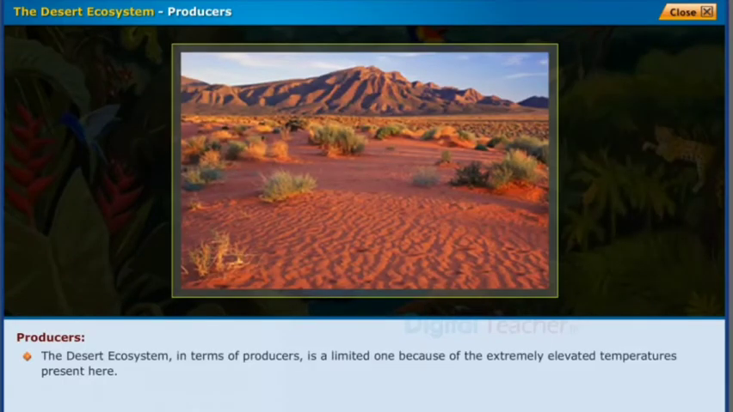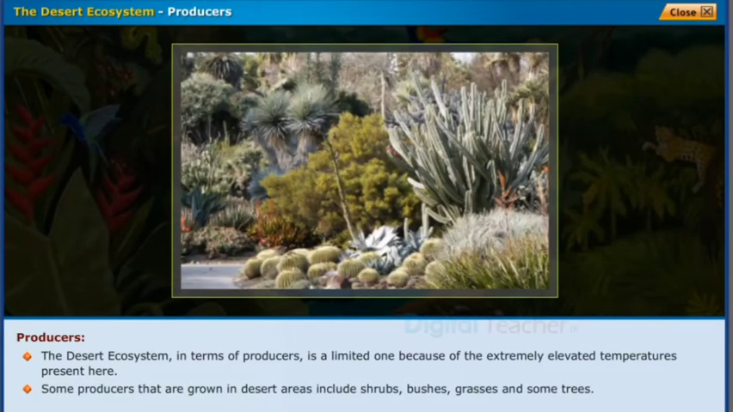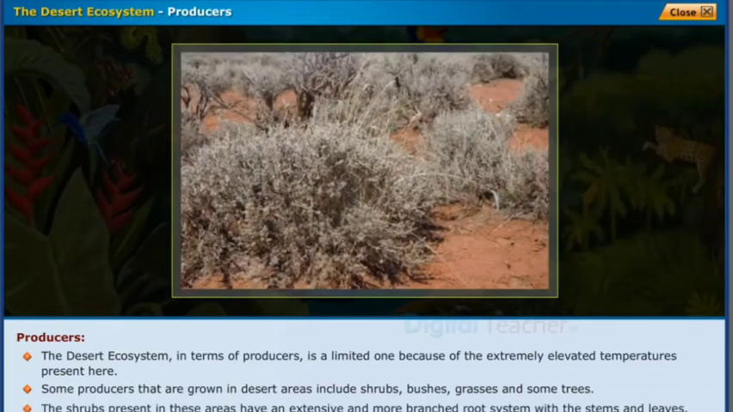Producers. The desert ecosystem in terms of producers is a limited one because of the extremely elevated temperatures present here. Some producers that are grown in desert areas include shrubs, bushes, grasses, and some trees. The shrubs present in these areas have an extensive and more branched root system with the stems and leaves.